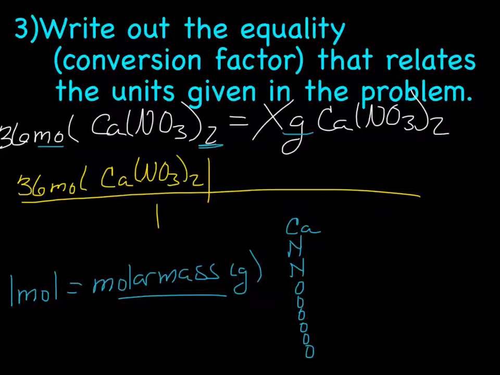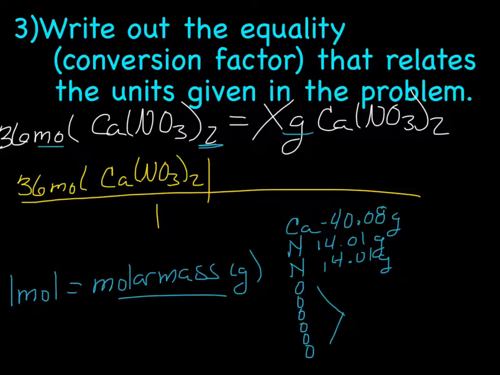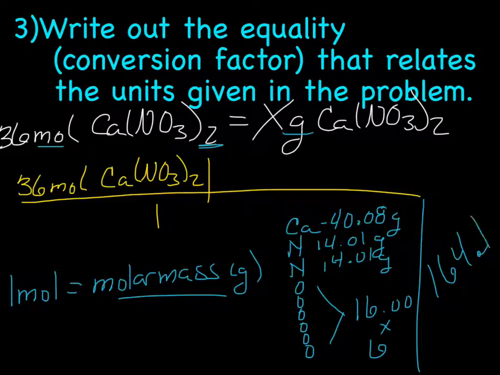So we'll check out the periodic table and find our molar masses. So calcium is 40.08 grams. Our 2 nitrogens are 14.01 grams. And our 6 oxygens are 16.00 grams times 6. Okay, so let's calculate that and see what our molar mass is. And I came up with an answer of 164.1 grams.